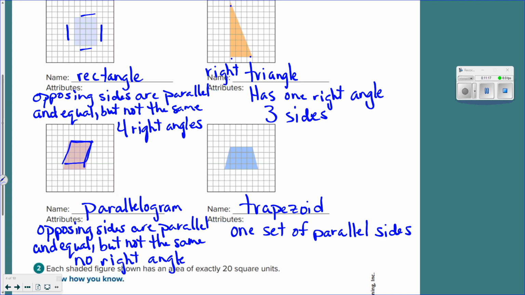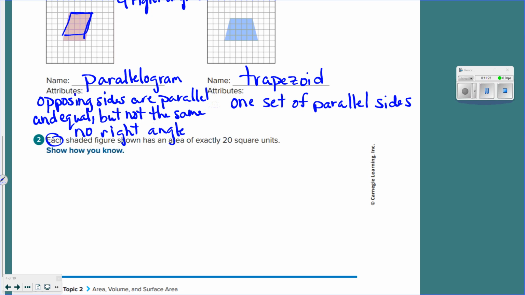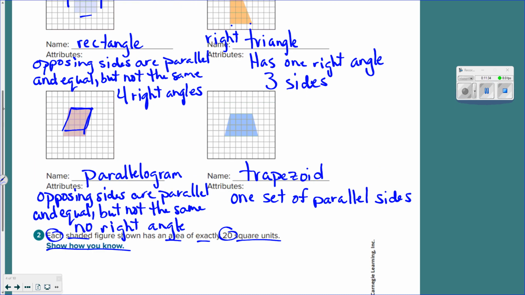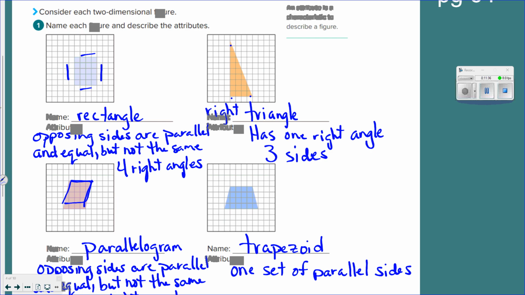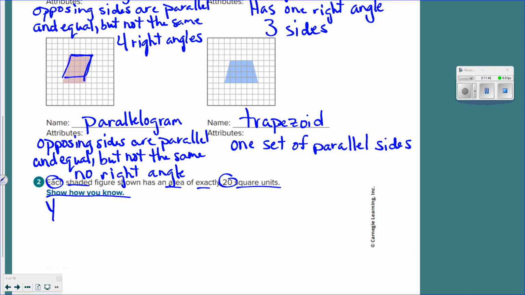Make sense? Okay. Now that we've done that, each shaded figure has an area of exactly 20 square units. Show how I know that. If I look at this first one, this would be the easiest because I can literally just count the squares, right? If I counted them, I would see this one goes 4 across, 5 tall. So you could count the squares.